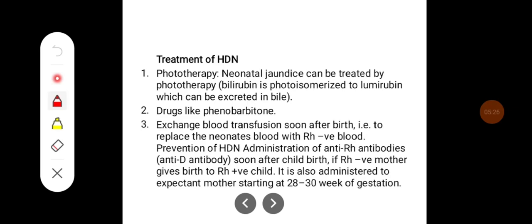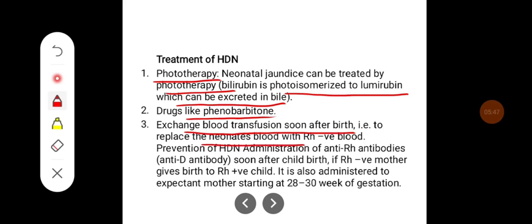Treatment of hemolytic disease of newborn. One thing is phototherapy. Neonatal jaundice can be treated by phototherapy. That is, bilirubin is photoisomerized to lumirubin, which can be excreted in the bile. Drugs like phenobarbital and exchange blood transfusion soon after birth, that is, to replace the neonate's blood with Rh negative blood.